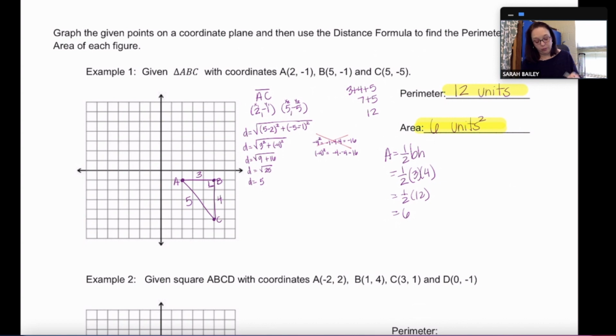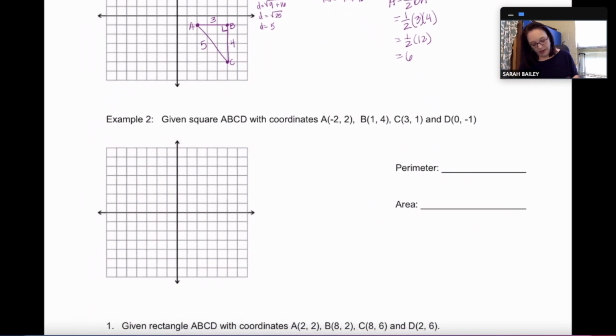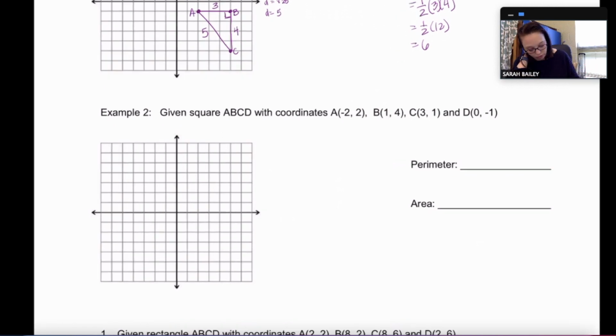Let's try example 2. It says given square ABCD with coordinates A (-2, 2), B (1, 4), C (3, 1), and D (0, -1). So we're finding that perimeter and area. So let's plot those points first. So A is at -2, 2.